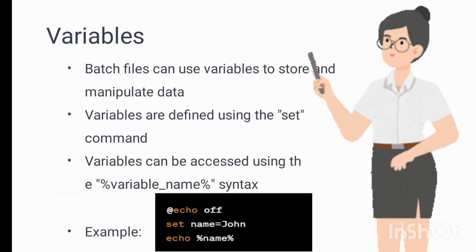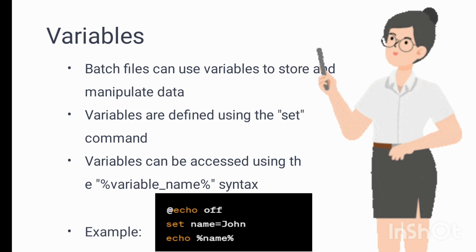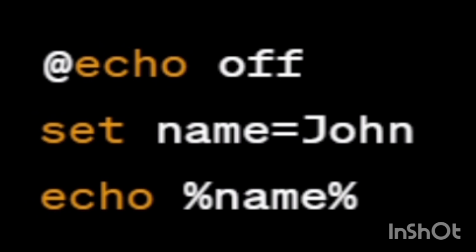Batch files also support the use of variables. Variables can store and manipulate data within the batch file. They are defined using the set command and can be accessed using the following syntax. For example, let's consider the code @echo off followed by set. Here we create a variable named name and assign the value John to it. The echo command displays the value of the name variable, which is John. Variables are helpful for storing and using data dynamically within the batch files.